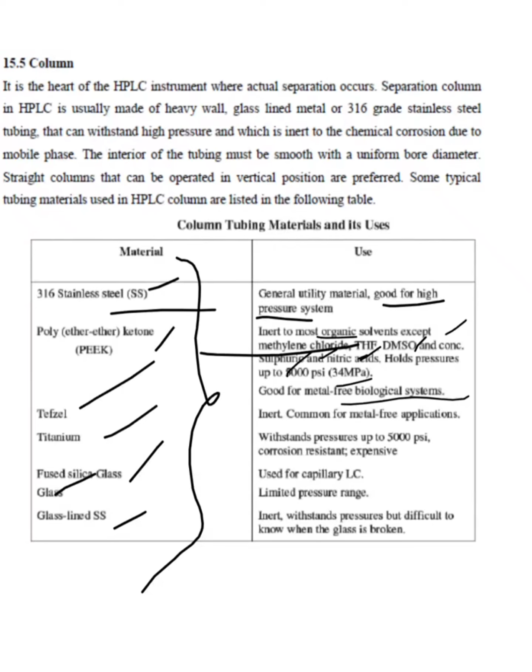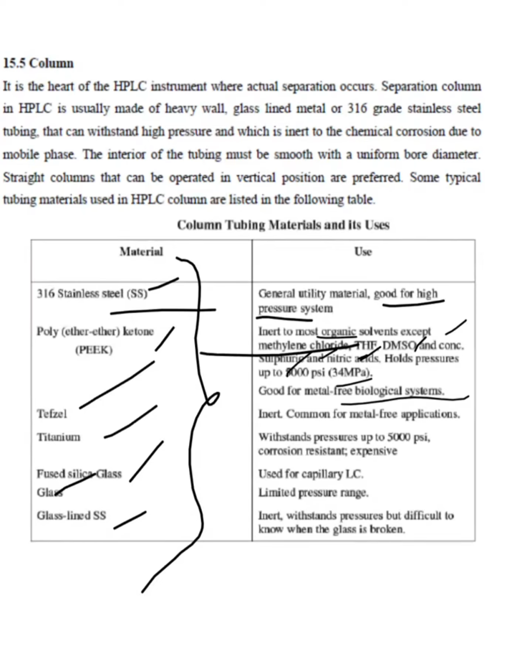And further, fused silica is used for the capillary liquid chromatography technique. And glass chromatography is mainly used for a limited pressure range. The pressure cannot be increased in glass chromatography. So glass-lined stainless steel is inert, but it is difficult to know whether the glass is broken or not. So it is limited to some pressure range. It cannot be used in high pressure.